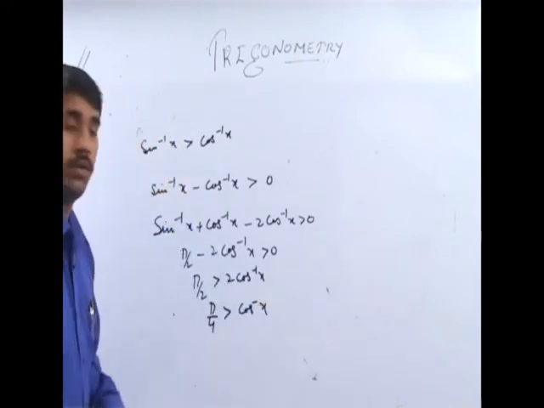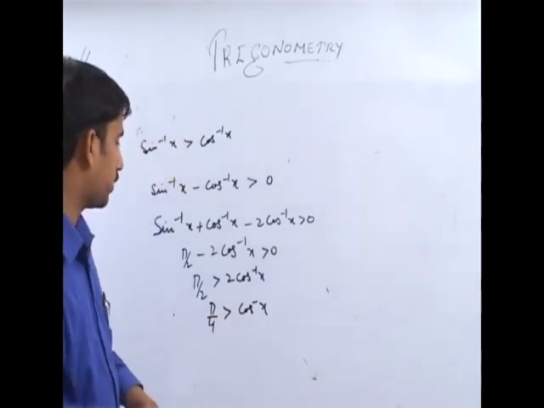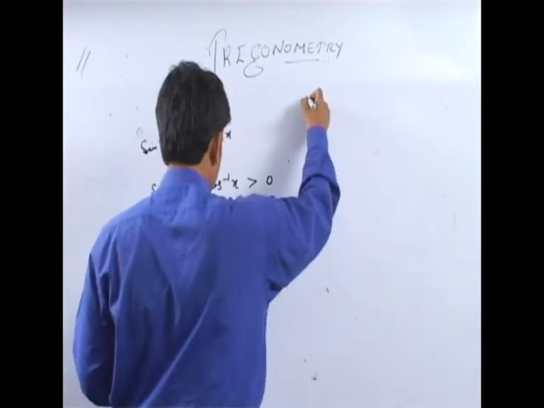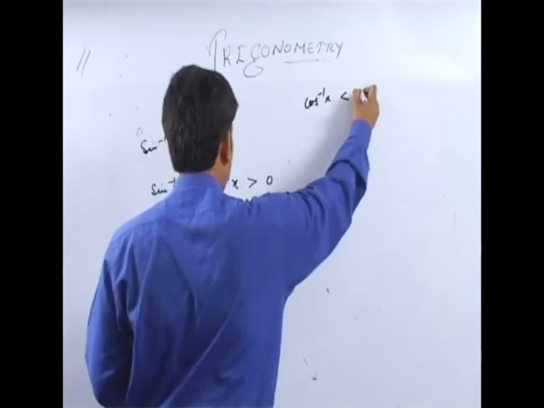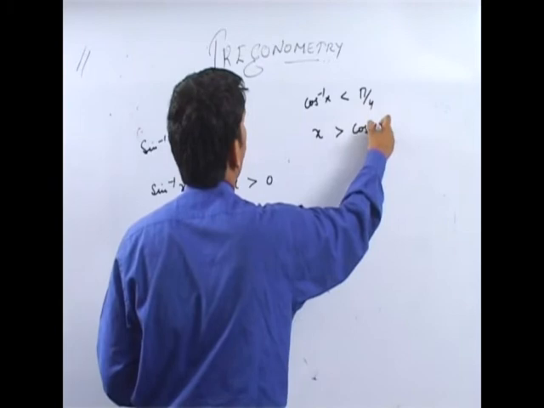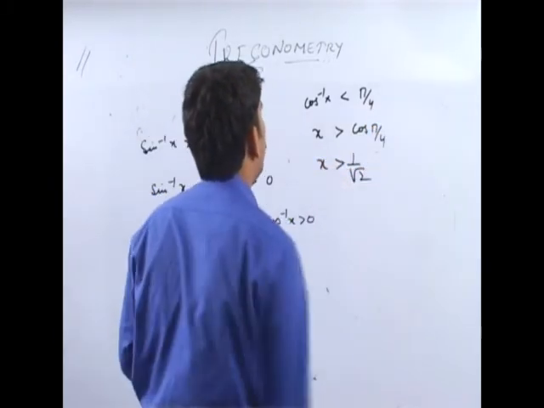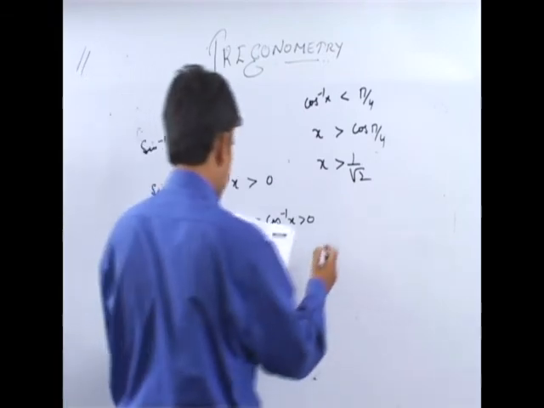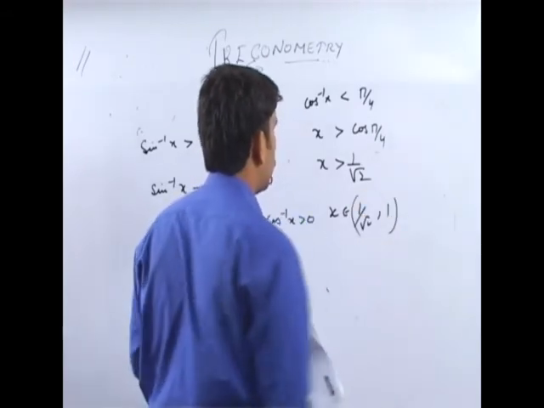Now since cos is a decreasing function, when we take cos of both sides, the inequality will be reversed. That means if cos inverse x is less than pi by 4, then x will be greater than cos pi by 4. That means x will be greater than 1 by root 2. Now the maximum value of cos is 1. Therefore you can say that x belongs to (1 by root 2, 1].